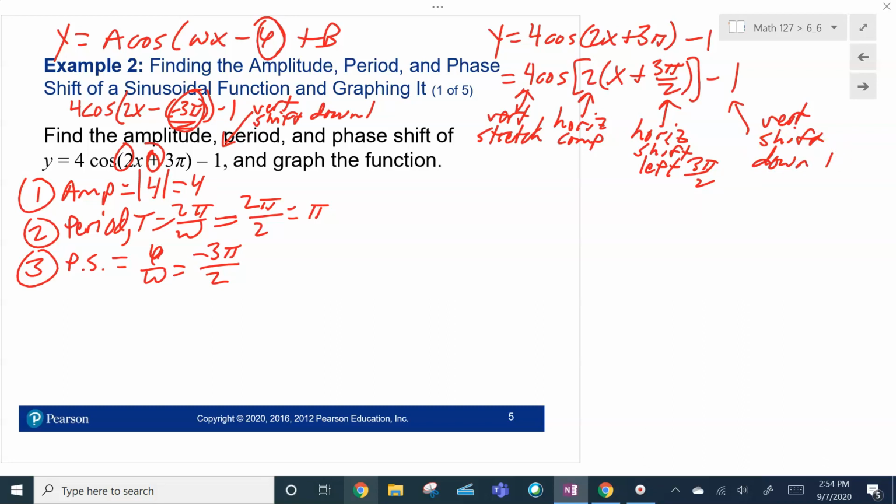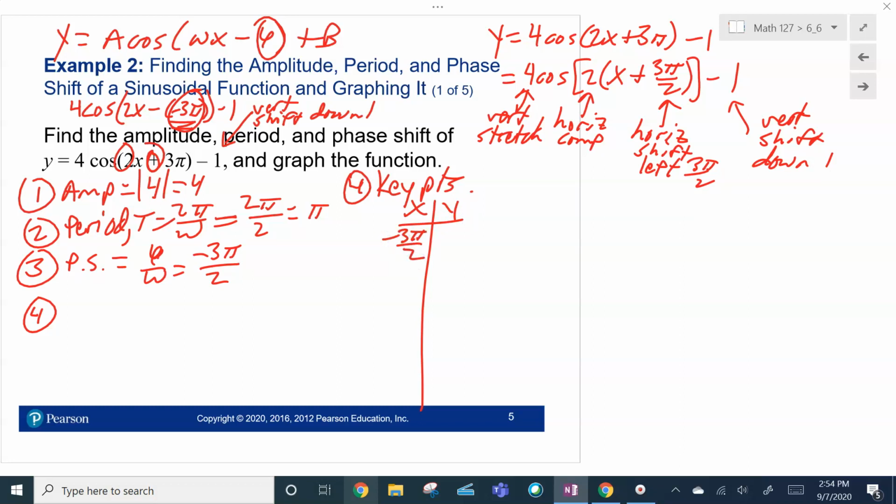Okay? So let's do our key points. So 4 is our key points. We're going to start with our phase shift, negative 3 pi halves, right?